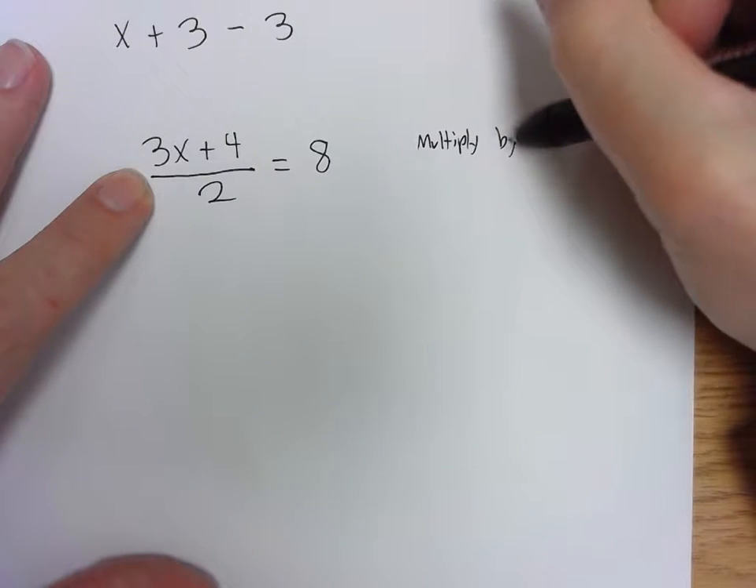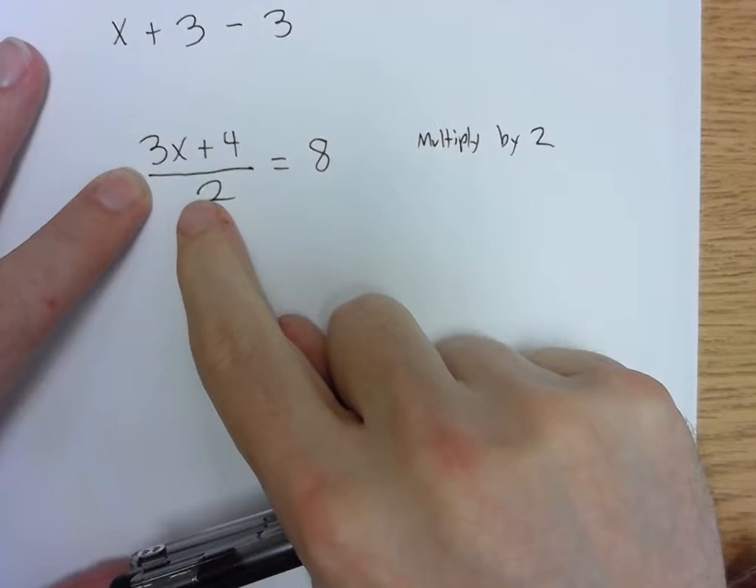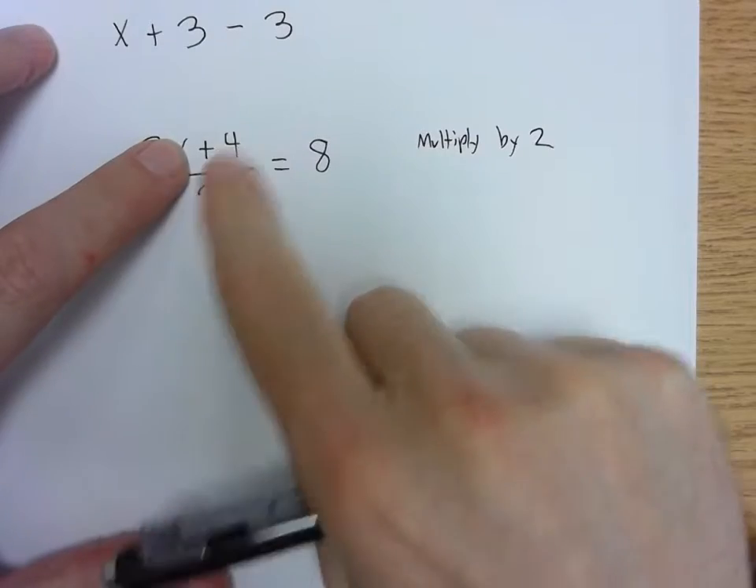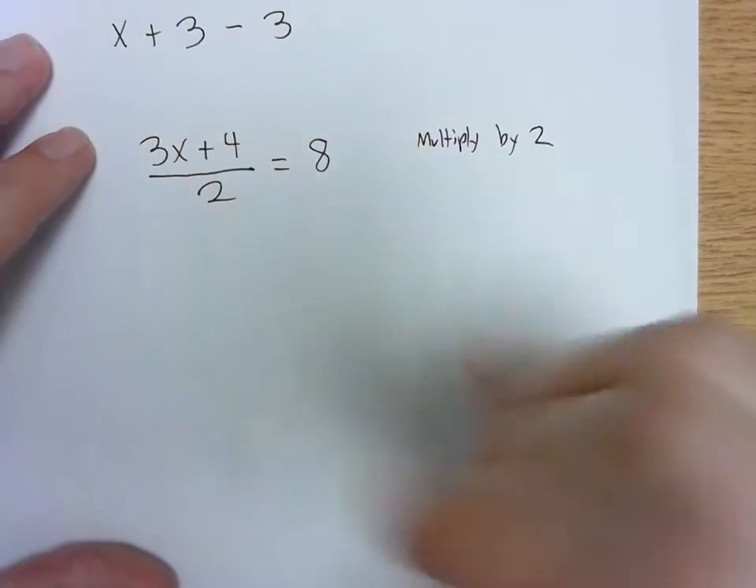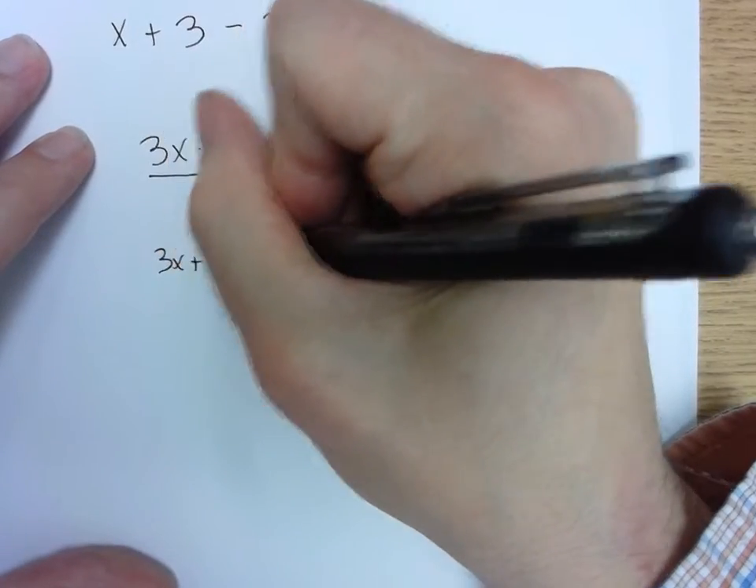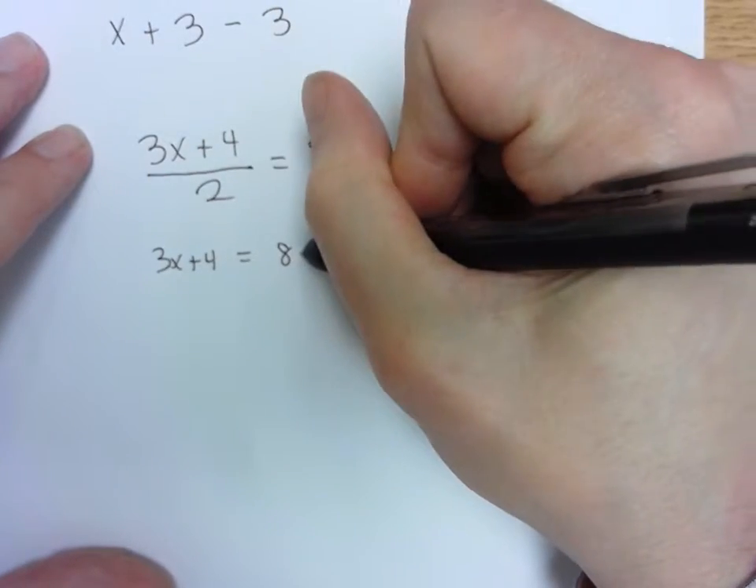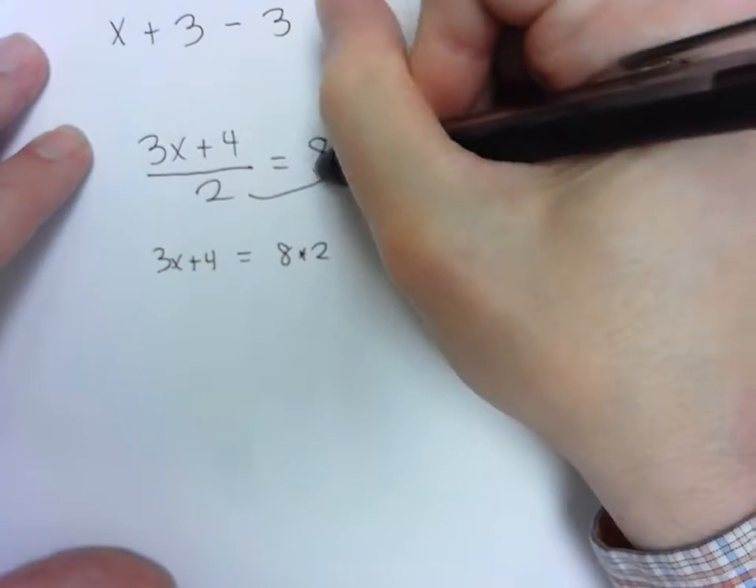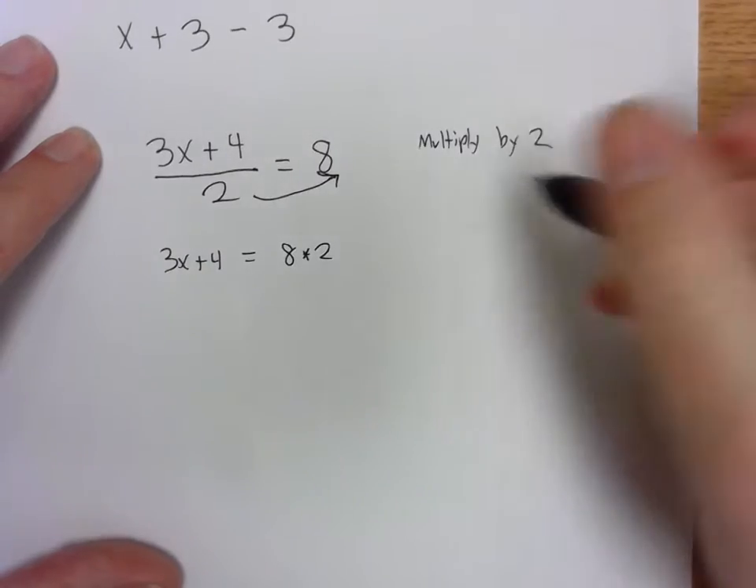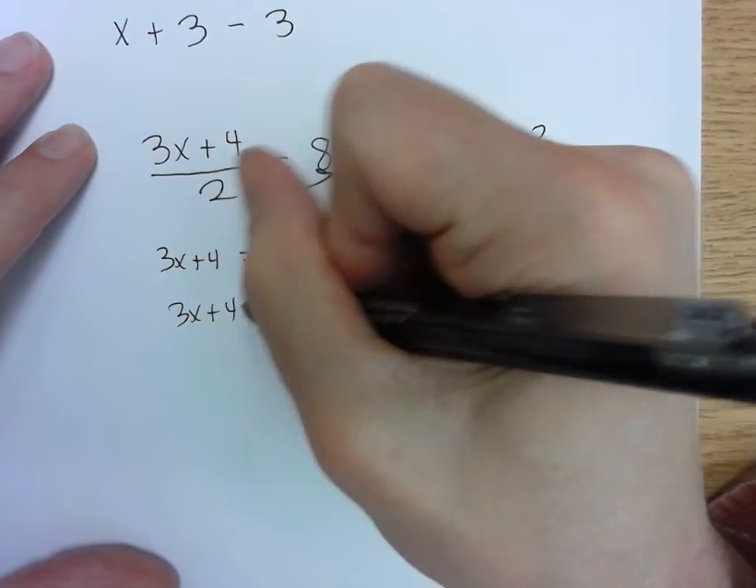Why do we do that? Because this side is being divided by 2, and we want to get x by itself. So we have to first undo the fraction. So we would do 3x plus 4 equals 8 times 2. So we bring that 2 up here and multiply it. And that's going to give you 3x plus 4 equals 16.